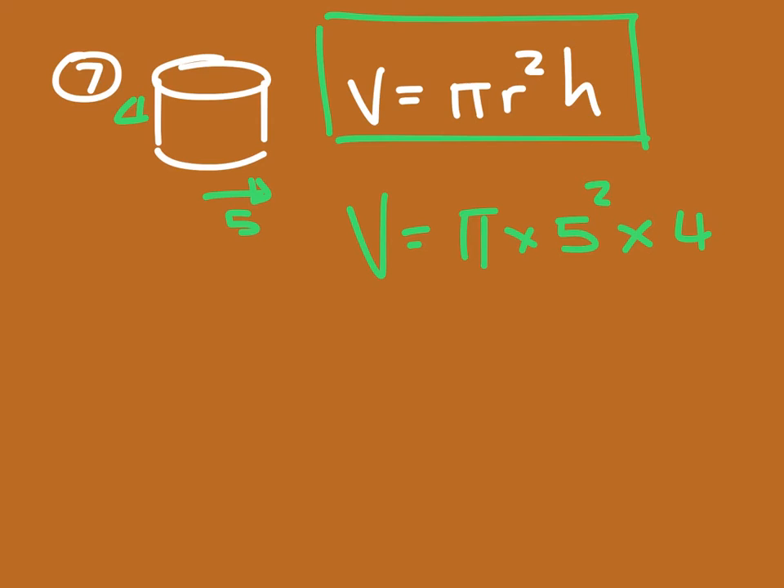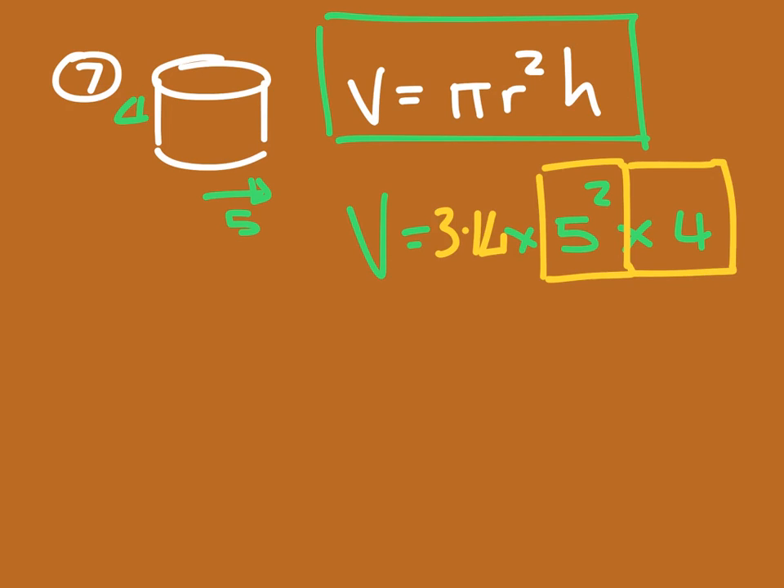Now, the question says that we're not allowed to use pi. The question tells us that we have to actually use the number 3.14. So I'm going to replace pi by 3.14. Now, non-calculator. So what is 5 squared? Times that by 4. And then whatever that answer is, times your 3.14 by that answer. It's not as complicated as it sounds.